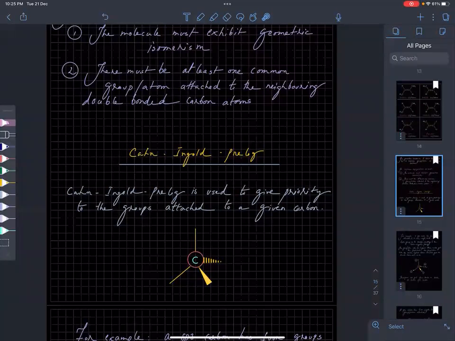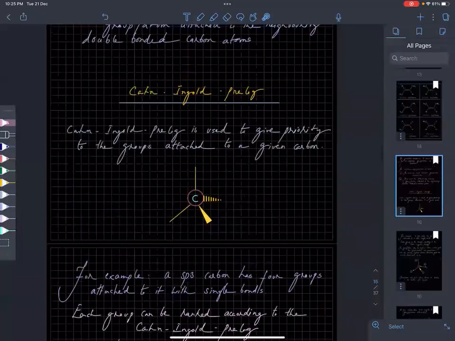In the Cahn-Ingold-Prelog rule, what you do is give priority to the groups or atoms attached to carbon. Now suppose you have an sp3 carbon. How many groups are attached? 1, 2, 3, 4. For the four groups, you will give a ranking, and those four groups must be different. And how is the ranking given? Ranking is based on atomic number.